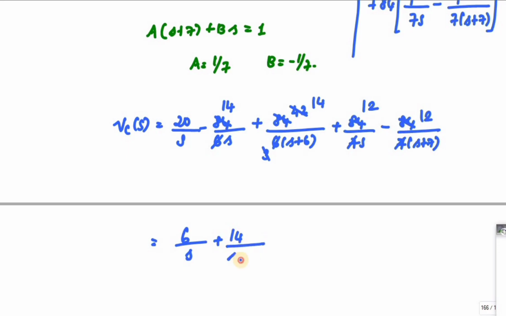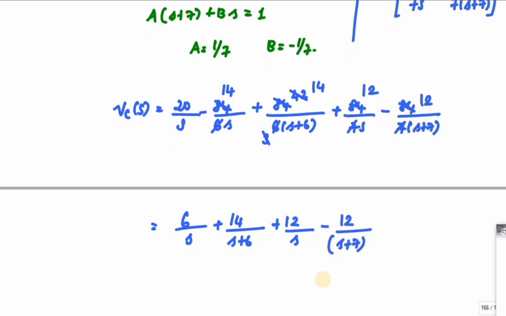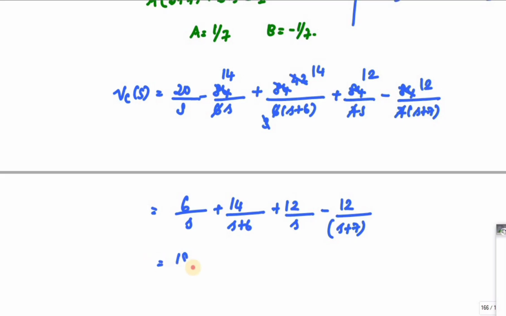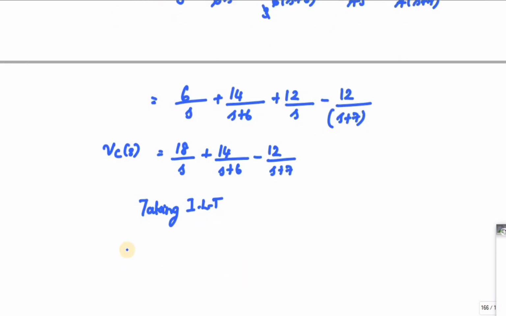So now I can write 20 minus 14 is 6 divided by s plus 14 divided by s plus 6 plus 12 divided by s minus 12 divided by s plus 7, right? So 6 plus 12 is 18. So 18 divided by s plus 14 divided by s plus 6 minus 12 divided by s plus 7. So on taking the inverse Laplace transform, I'll get Vc(t) is equal to 18 plus 14 into e power minus 6t minus 12 into e power minus 7t u(t). So this is my answer.